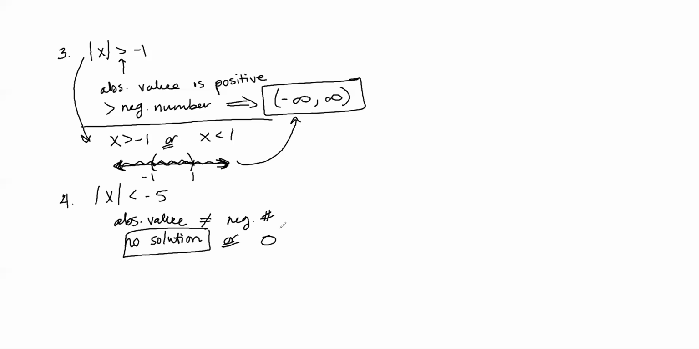Or like on your homework, you'll see the empty set. Absolute value cannot be less than a negative number. That's just because all numbers that are less than a negative number are also negative, and we can't have a negative absolute value.